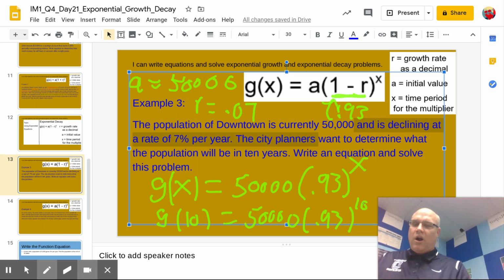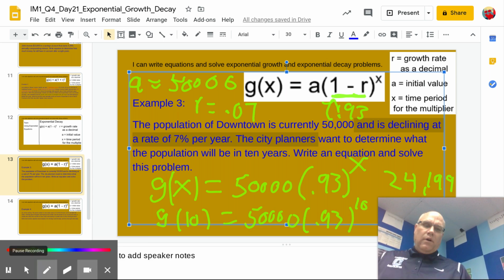Then we're going to use our calculator. So when I used my calculator, I came up with 24,199 people. So population will be roughly half of what it started off with at the current level.